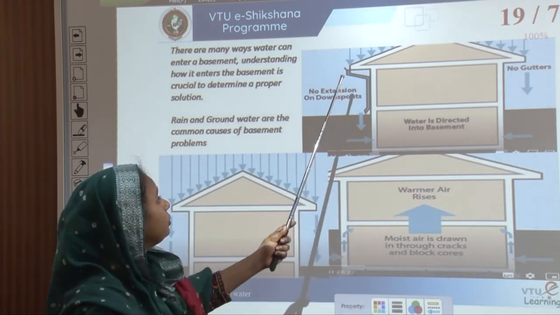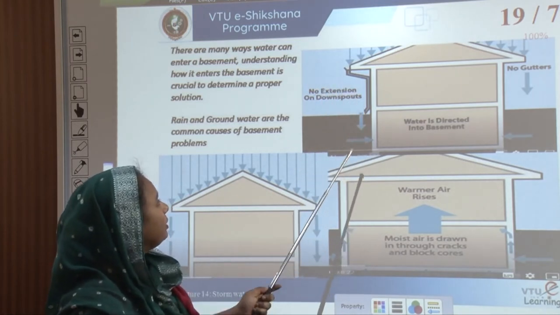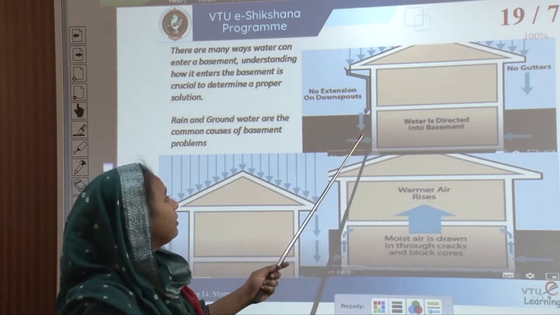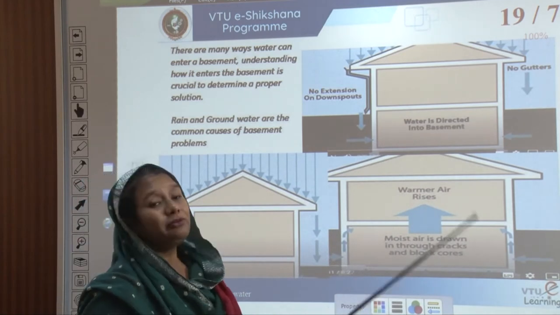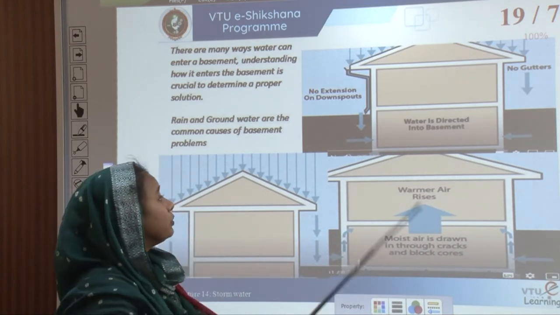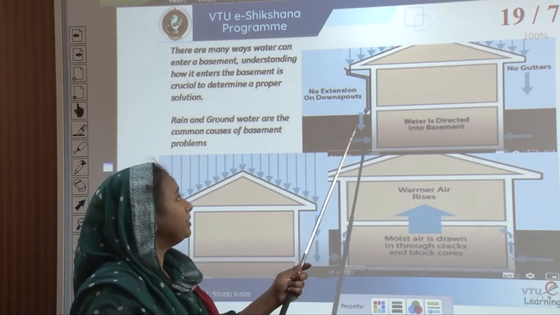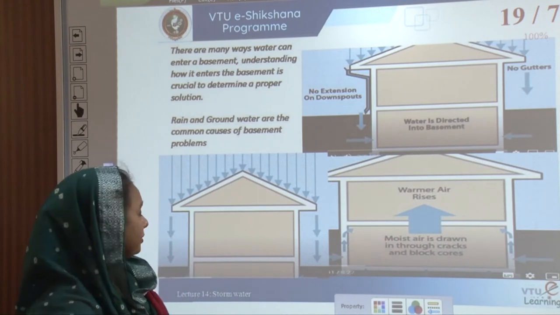Or what you can also do is see if there are gutters provided. If you do not have proper downspouts, provide an extension so the water is not directed into the basement, and always make sure gutters are provided. So if the water comes into the basement, it's because you've not designed it well with respect to extensions or even gutters.